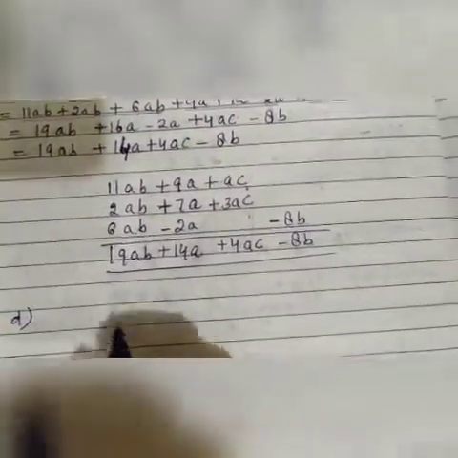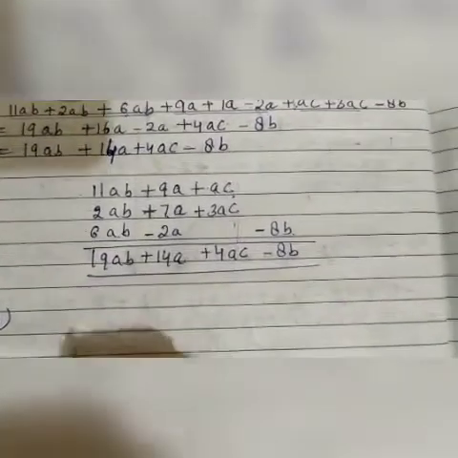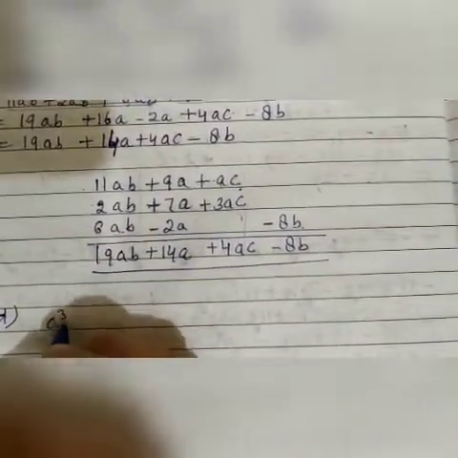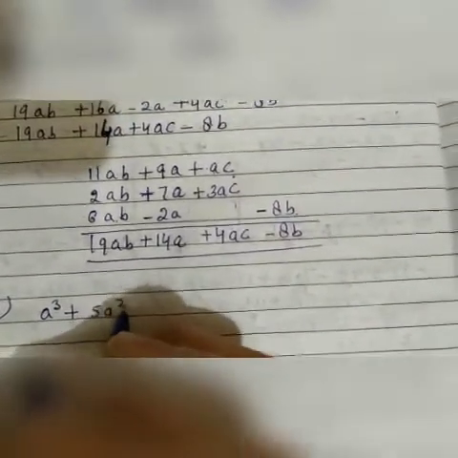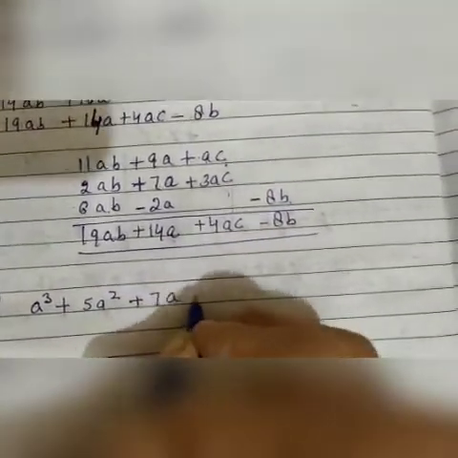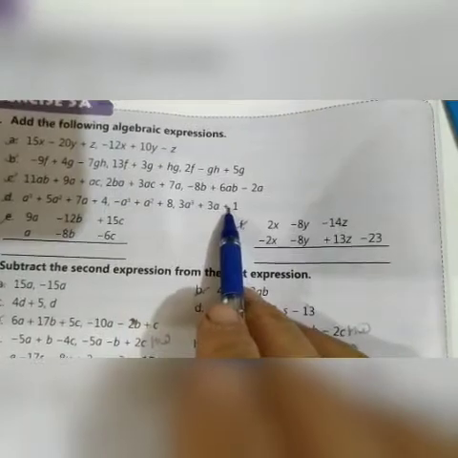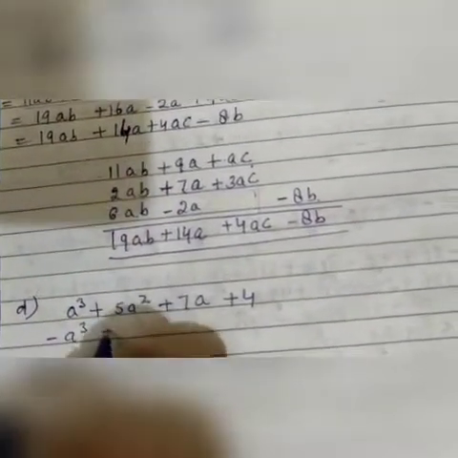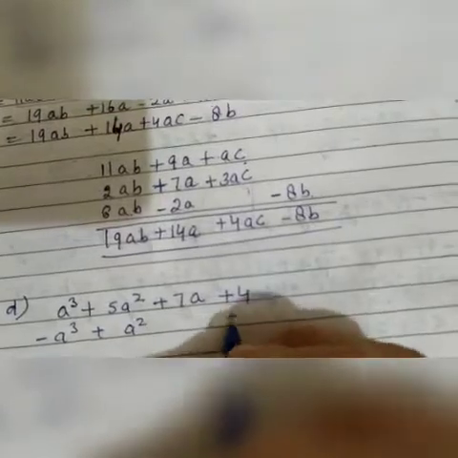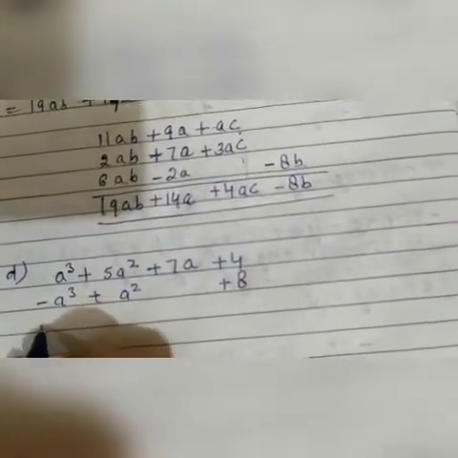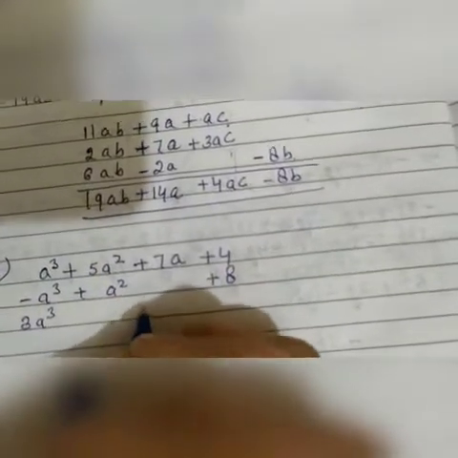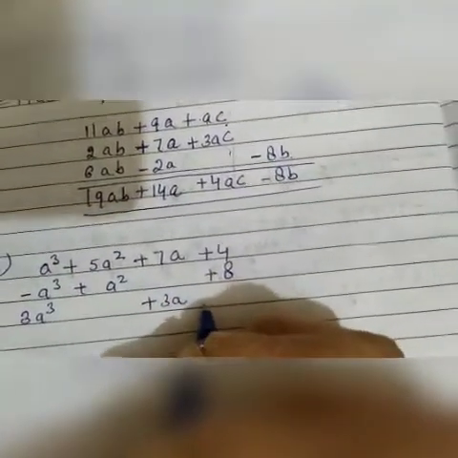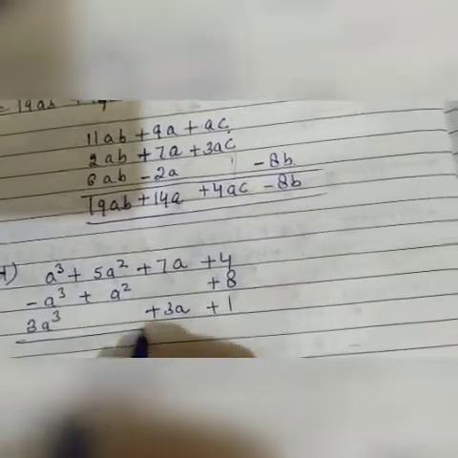Come to D part. In D part I am doing only column method. A cube plus 5A square plus 7A plus 4. See here, this one is D1. I am writing this only in column method. Now the second expression is minus A cube plus A square plus 8. Then 3A cube plus 3A plus 1. This is the D part.